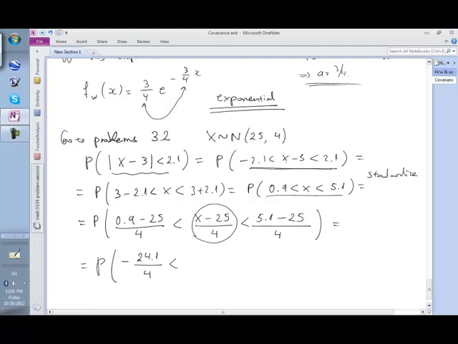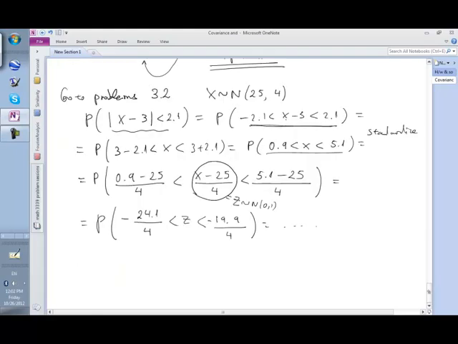Now, when you subtract from the normally distributed random variable the mean and you divide by the standard deviation, this becomes a new random variable which has standard normal distribution. That's why I denote it by Z. So I put Z here. And I know that Z has standard normal distribution. And now you can proceed accordingly.